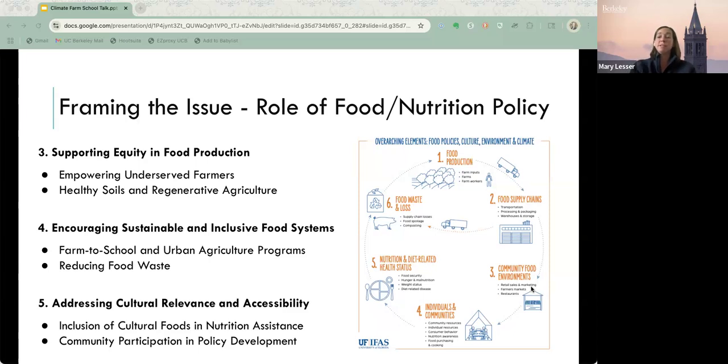And then finally, community participation in policy development. So really engaging all communities, especially those that are at higher risk of health disparities or of facing injustices or inequities in being able to access food. So really engaging them and having them very integrated into the policymaking process to help foster more inclusive solutions that are going to be sustainable to meet the needs of those populations.